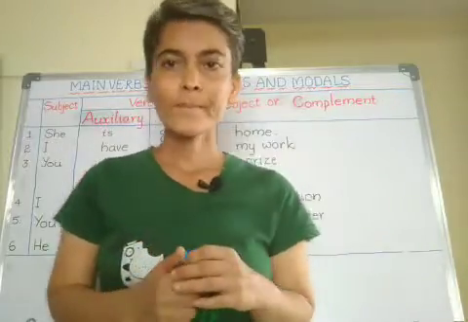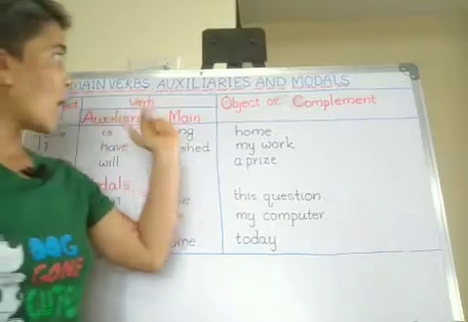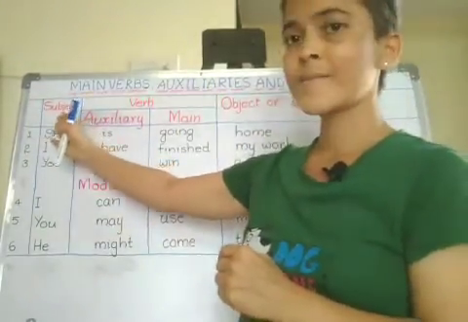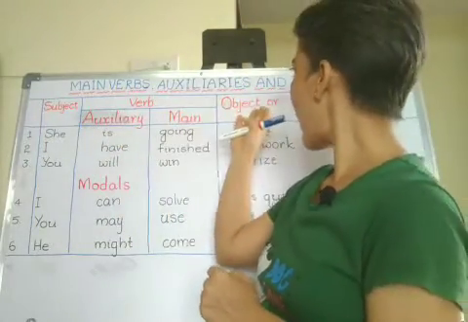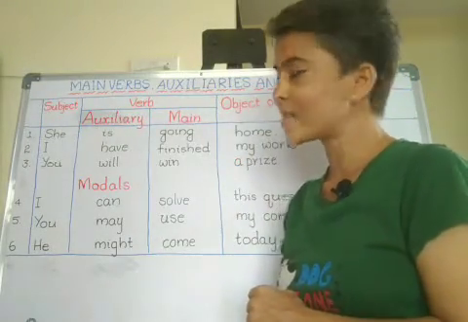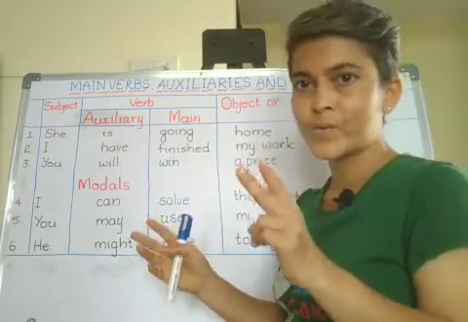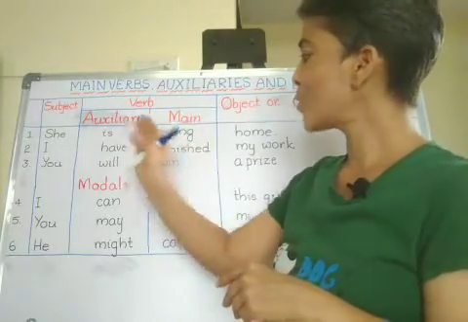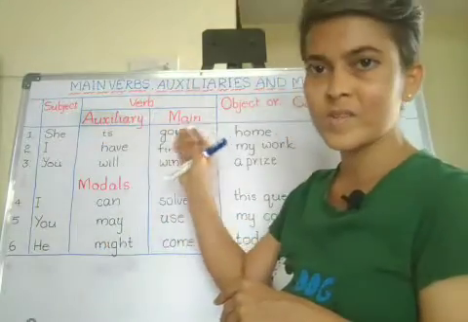Okay, see here, auxiliaries. Subject, verb, object or complement. Subject, verb 2, auxiliary, main. So I gave how these sentences have auxiliary verbs and main verbs.